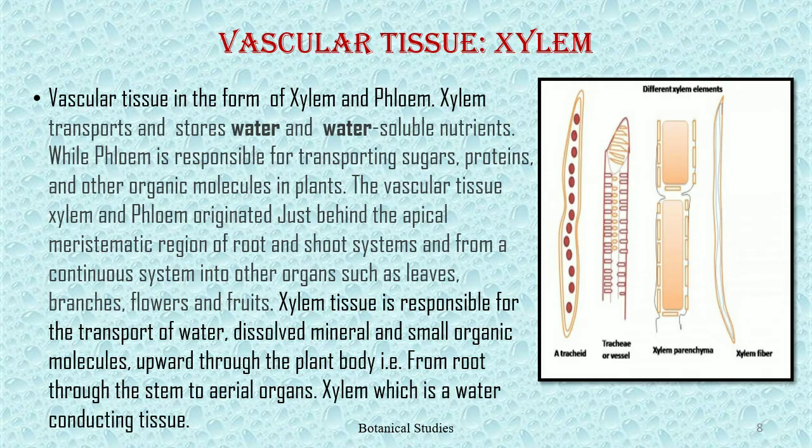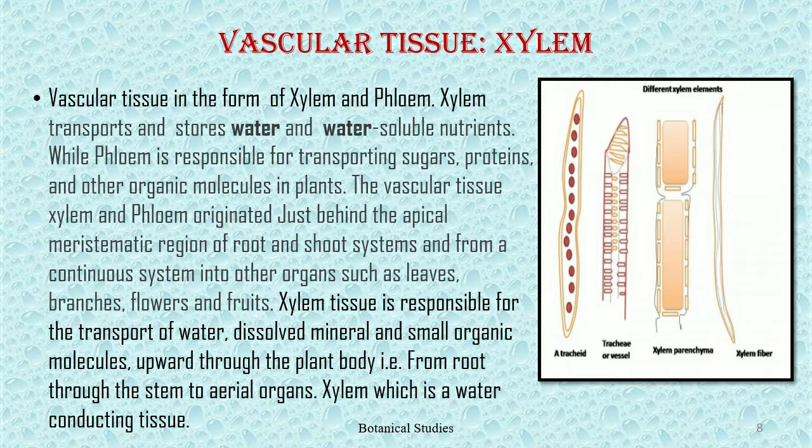The most important feature of vascular plants is the presence of vascular tissue, in the form of xylem and phloem. Xylem transports and stores water and water-soluble nutrients, while phloem is responsible for transporting sugars, proteins, and other organic molecules in plants. The vascular tissue, xylem and phloem, originates just behind the apical meristematic region of the root and the shoot system and forms a continuous system into other organs such as leaves, branches, flowers, and fruits.